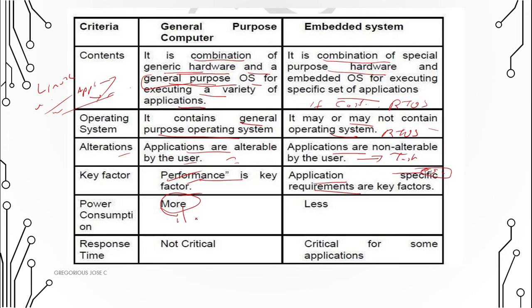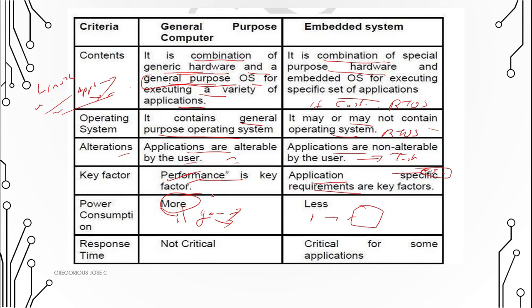For a general purpose system, the power consumption is very much high because it consists of general purpose hardware and its associated components that can have more power consumption. Whereas in an embedded system, the power consumption will be less, since there is only a particular hardware or controller used to perform a particular operation only. So the components will be less, so the power consumption will also be less.